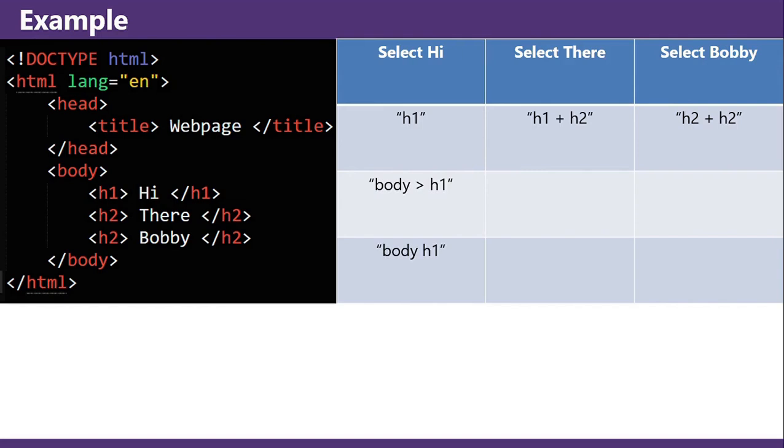To select there, you would do H1 plus H2, because H2 is an adjacent sibling to H1. And if you wanted to select Bobby, you would have to do H2 plus H2, because Bobby is the only H2 that's an adjacent sibling to the other H2.